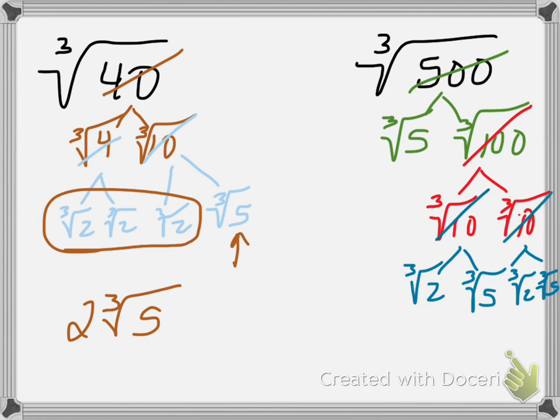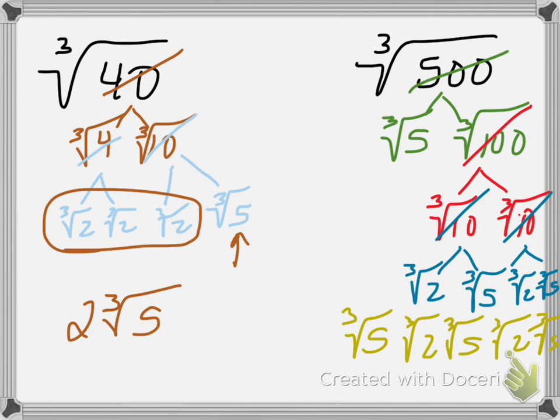So what I end up doing is I just take these cubes and I just drop them all down. So I go cube root of 5, that one. Then I go cube root of 2. And then I go cube root of 5. And then I go cube root of 2. And then I go cube root of 5 again.